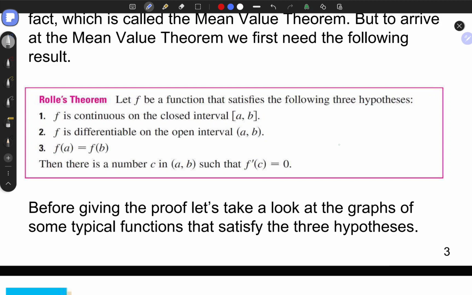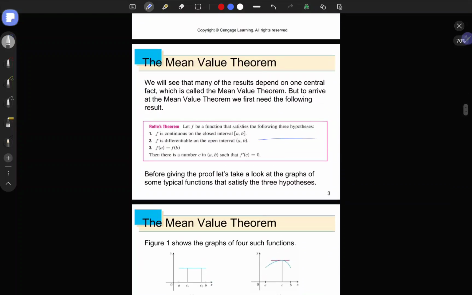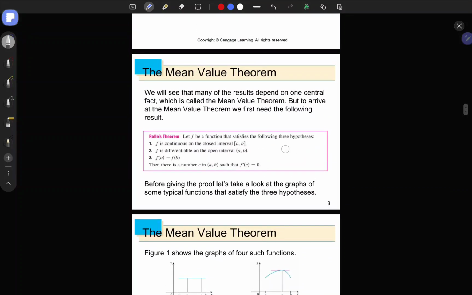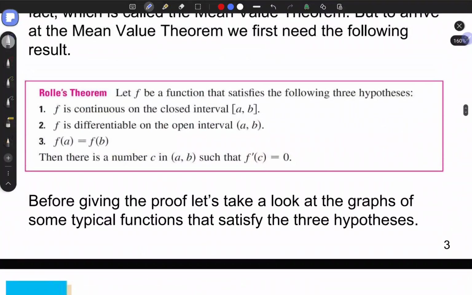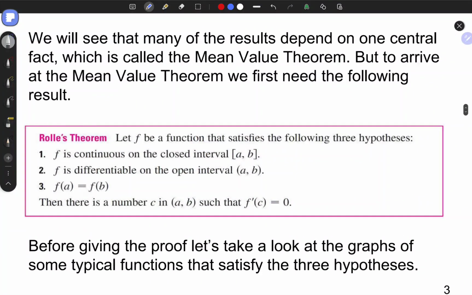So f of a equals f of b basically means that it's not necessarily a straight line, but you're going to understand it now, hopefully. Then there is a number c in (a, b) such that the derivative f prime of c is 0. So basically the slope is 0.